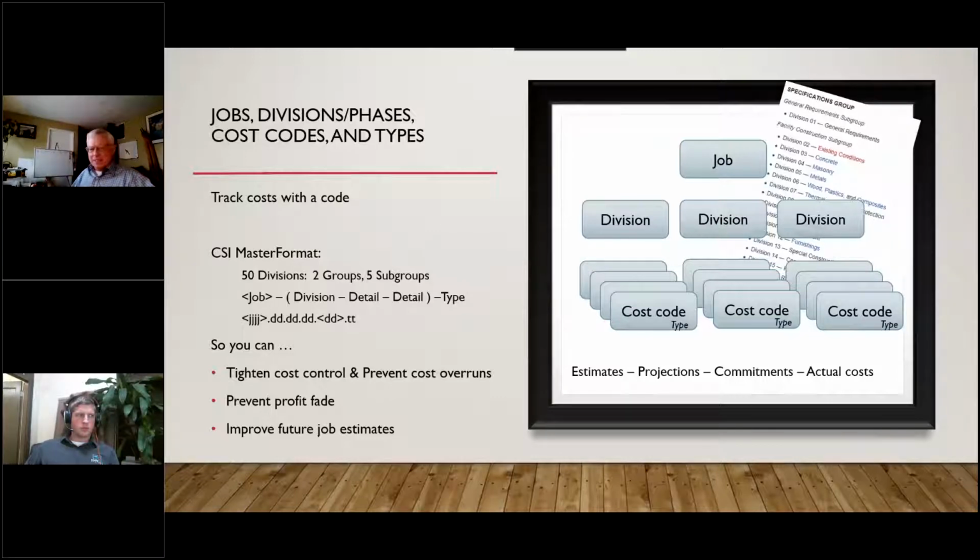So with these in place, and by the way, most tools have some variation of this in place for you already, it's good to understand it well, because it's going to tie together all the things that we're talking about. It helps tighten cost control, prevent cost overruns, prevent that darn cost creep that happens inevitably in a job, which helps prevent profit fade, and improve future job estimates, because you can get a good handle on your job costs at a project by project, job by job level.